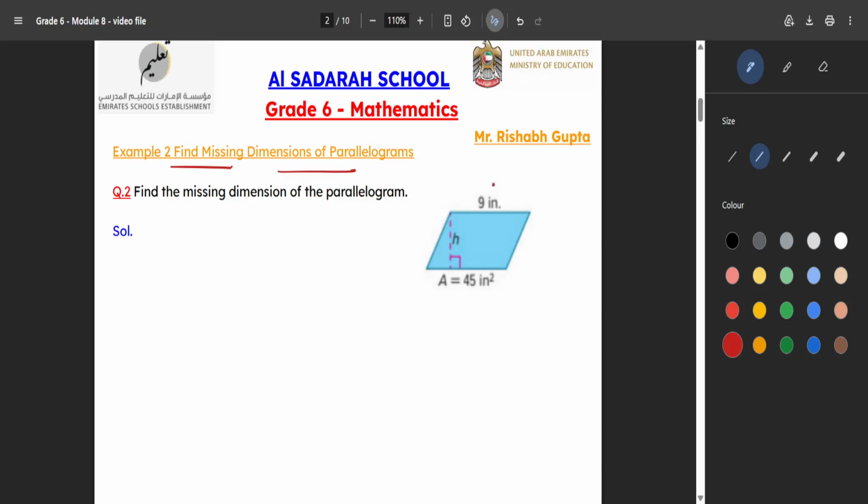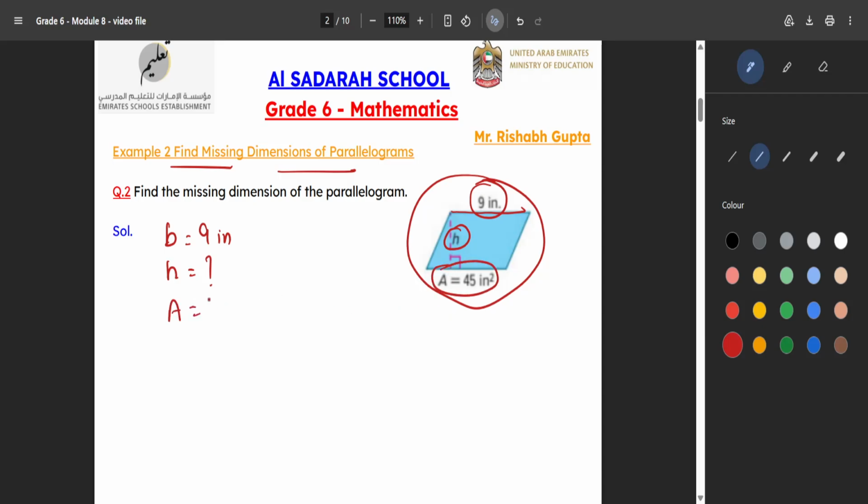Let's see. You see the parallelogram here. The base is given, correct? 9 inches. So I can see the base is given 9 inches. But the height is not given here. So height is missing, correct? Is the area given? Check. The area A is given 45 inch square. Now we have to find the height.